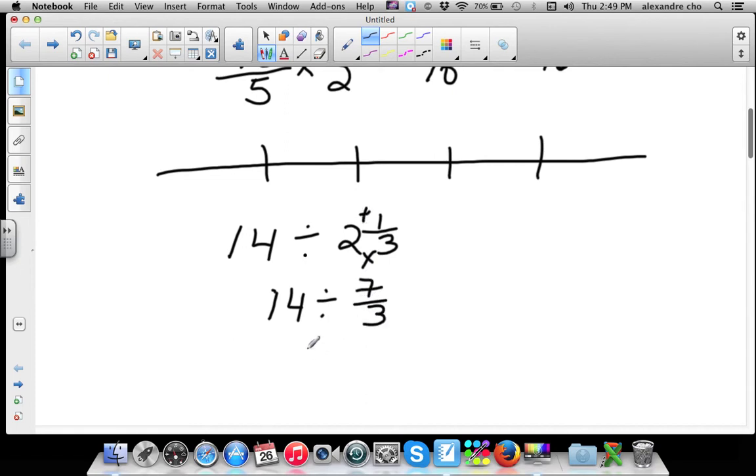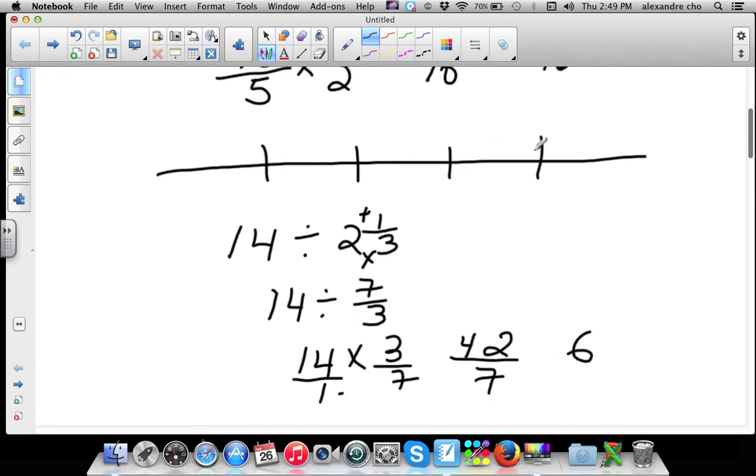Now you can use your algorithm. 14 times, flip that one, 3/7. It helps if you put the 14/1. Now you're multiplying across, 14 and 3, which is 3 times 4 is 12, carry the 1, 42. And at the bottom, 1 times 7 is just 7. And 42/7 is simply 6.